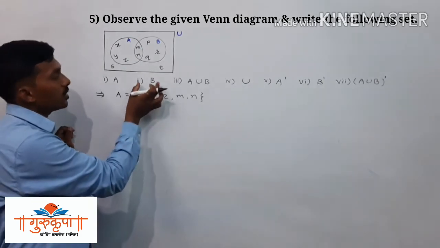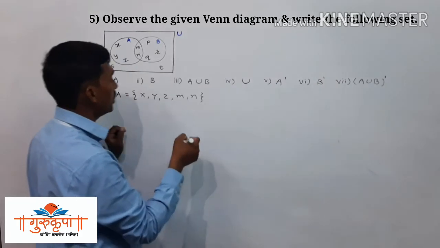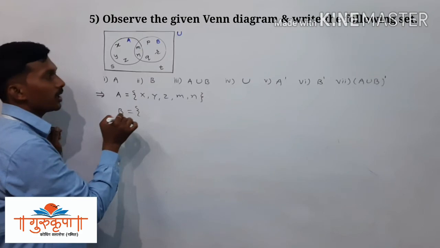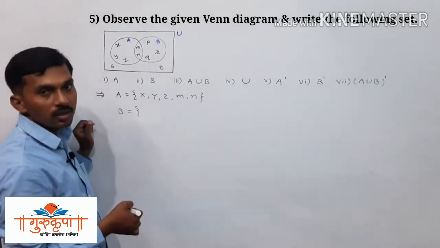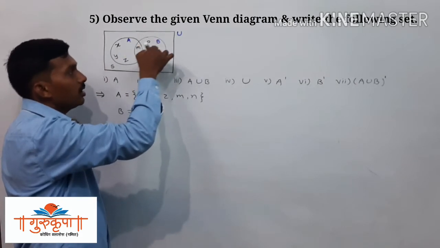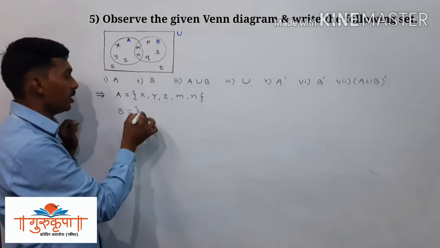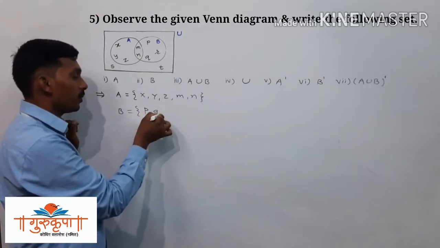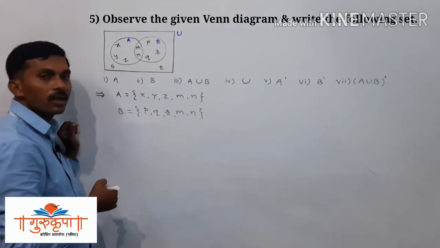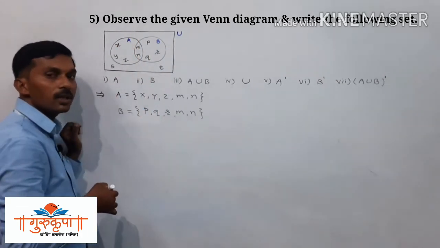Then we have to write set B. So we will write B is equals to into the curly bracket. Now write all the elements which is representing set B, that is this second circle. In this set B we have P, Q, R, M and N, again 5 elements, but different elements are there, P, Q, R, M and N. This is the set B. Write all the elements inside the circle B.